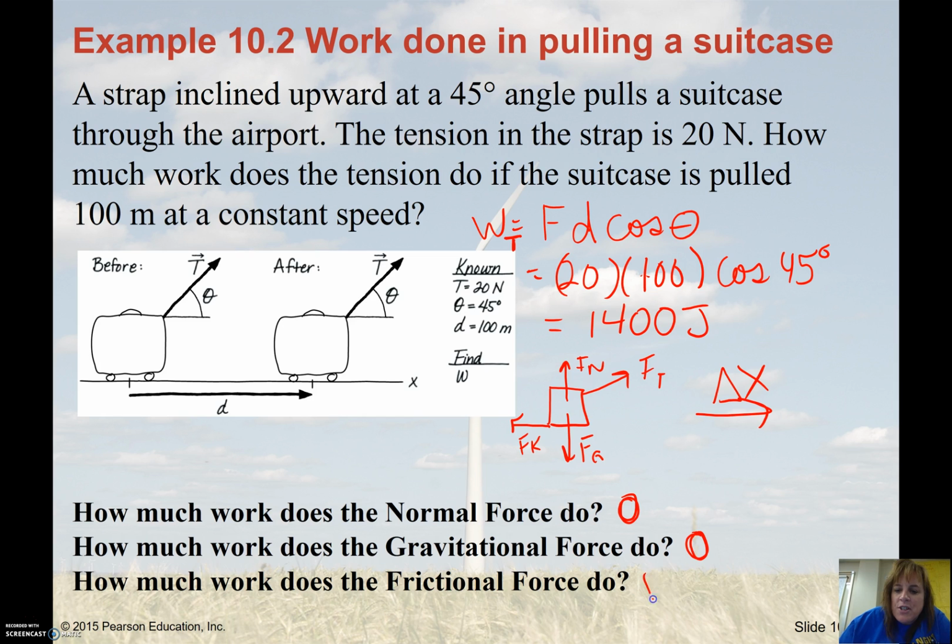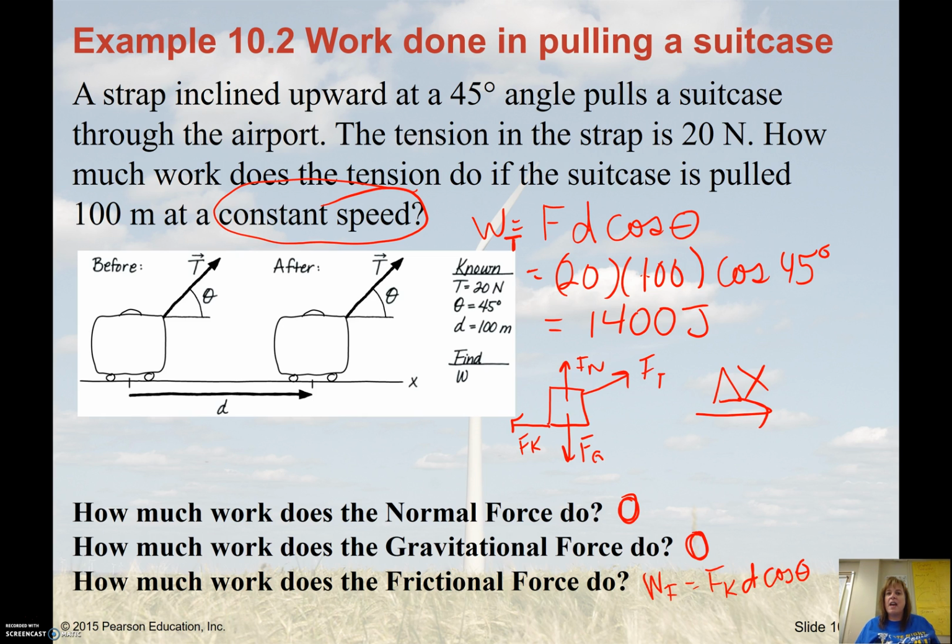The work done by friction would be the kinetic frictional force times the displacement times the cosine of theta. What's the kinetic frictional force going to be? I didn't give you any coefficients. I didn't give you the weight of the bag. I got a little clue here for you. What does it mean that it's going at constant speed about the forces? The sum of the forces is zero.